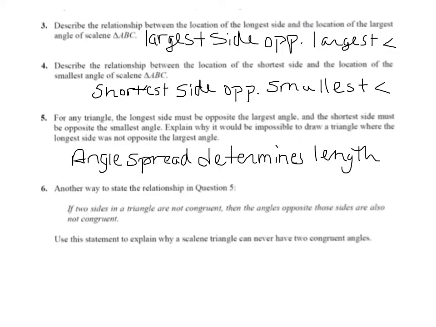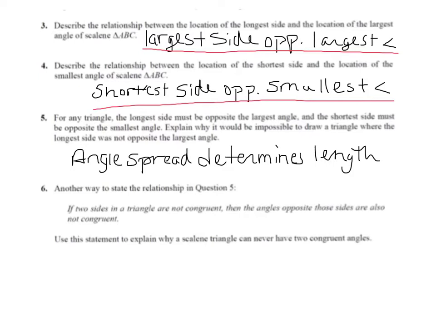So again, if you need to pause this and write it down, I know my writing's a little messy here, but I wrote that relationship down, that in number 3, the largest side is opposite the largest angle, and in number 4, the shortest side is opposite the smallest angle. We don't say that they're parallel. It's impossible for an angle to be parallel to a side. We're talking just opposite in terms of not being adjacent.